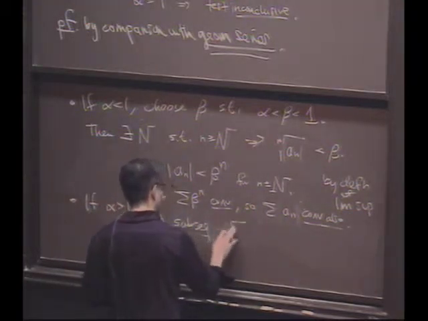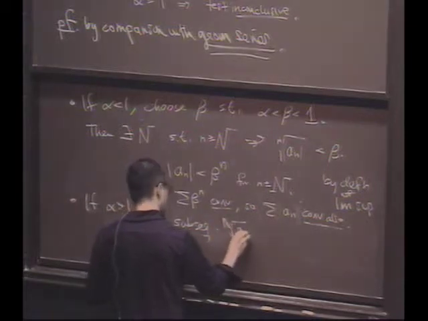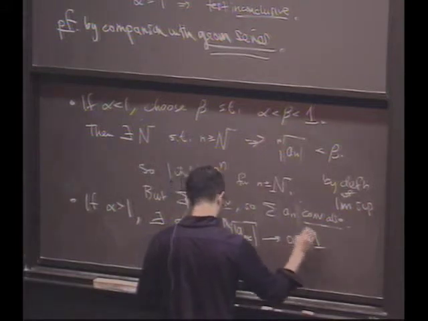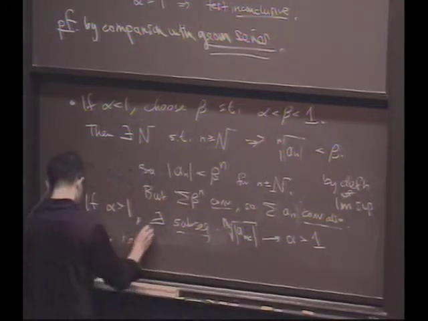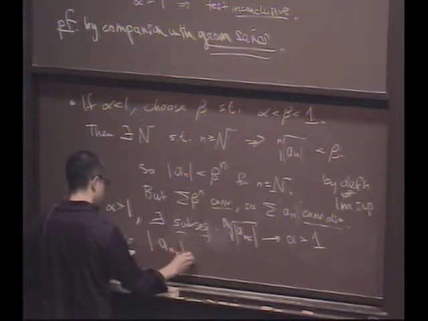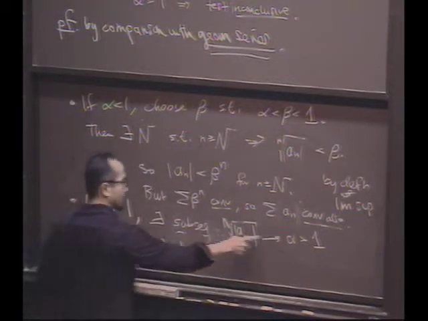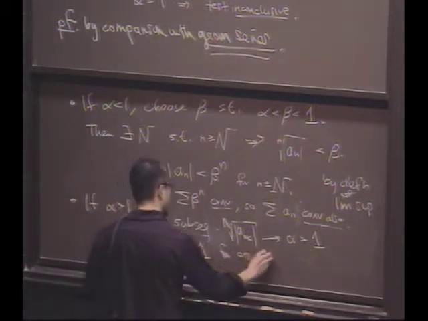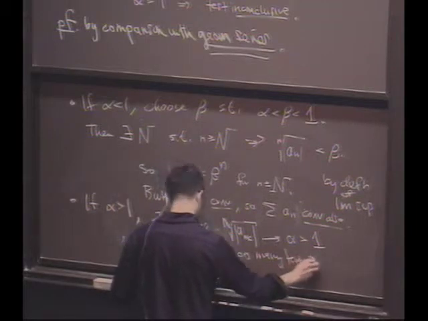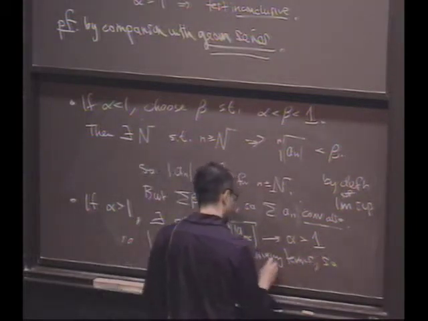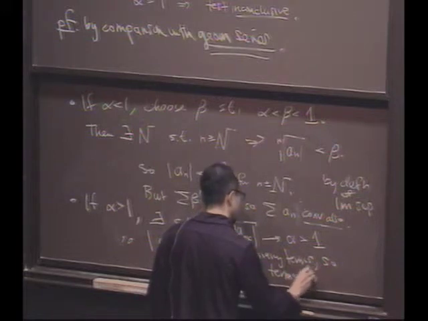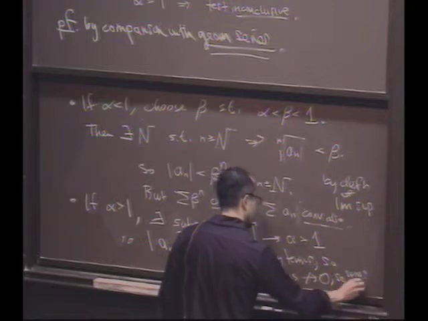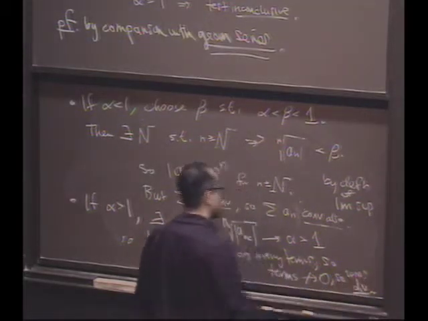So there exists a subsequence, a sub n_k, that converges to some alpha bigger than 1. So what? Well, that means a sub n_k is bigger than 1 for infinitely many terms. So the terms do not go to 0, so the series diverges. There, that's the basic message.